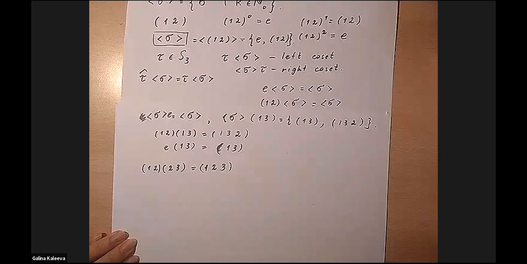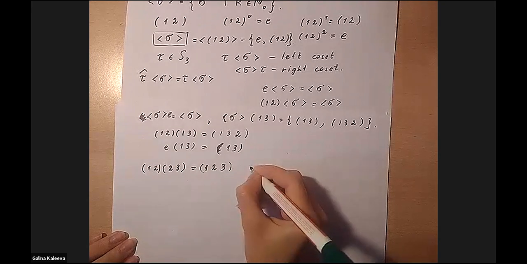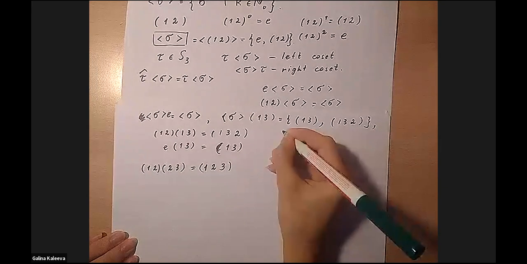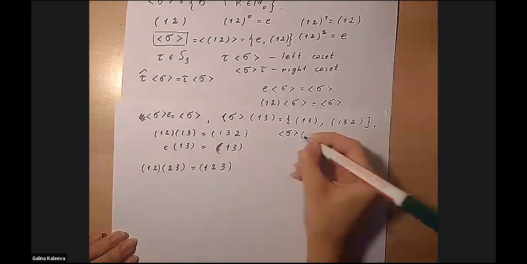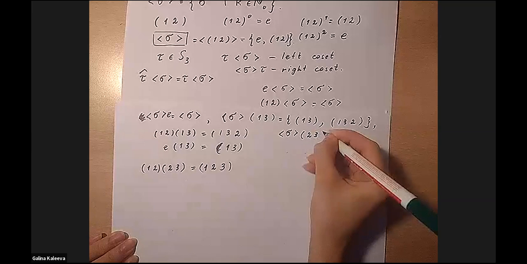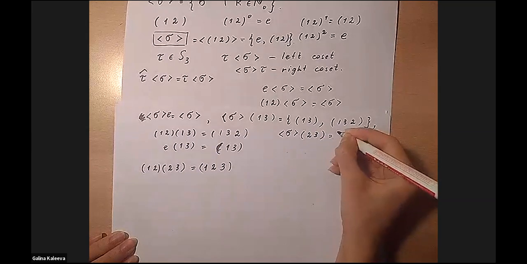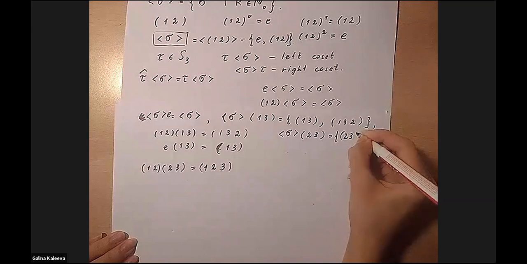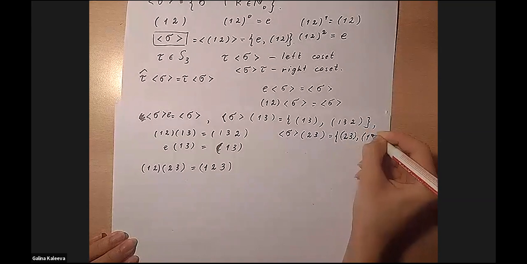Okay, then the third coset is the following. Sigma multiplied by transposition (2 3) equals the set of transposition (2 3) and the 3 cycle (1 2 3).